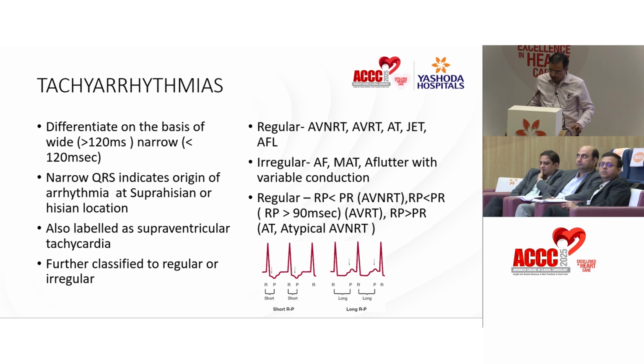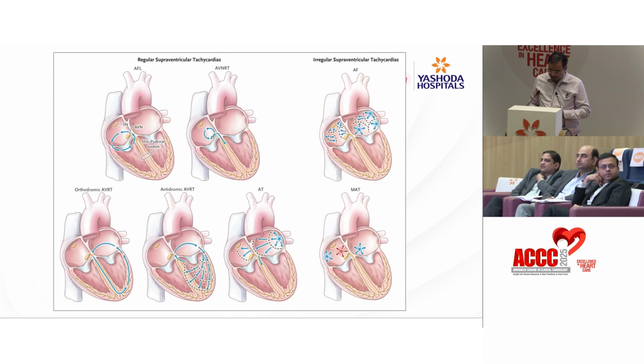So again, when we look at the regular tachycardias, we classify them into the short RP tachycardias, that is, the RP interval is shorter than the PR. The typical short RP tachycardias are the AVNRT and the AVRT, and the long RP tachycardias are the atrial tachycardia, sinus tachycardia and atypical AVNRT. So ultimately, when we are talking about all this RP, PR and all, we just have to understand what kind of activation is happening.